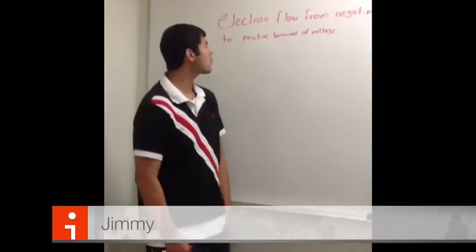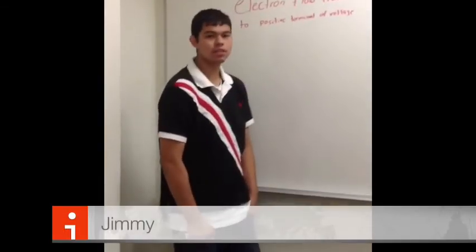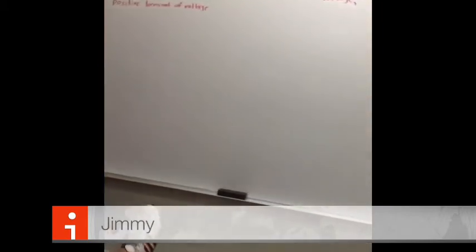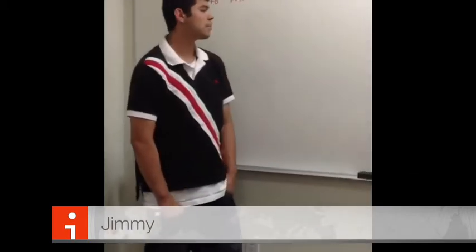And now, let's move on to Jimmy as he answers some questions. One of the questions was, which direction do electrons flow in a circuit? Electrons flow from the negative terminal of the voltage source to the positive terminal of the voltage source.